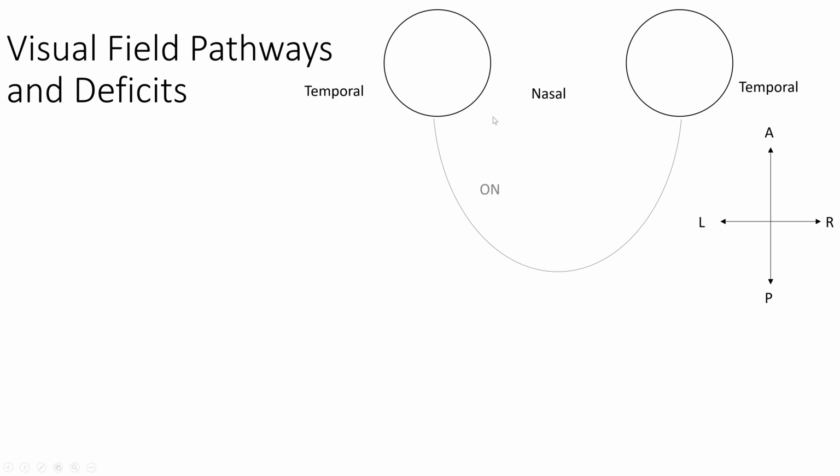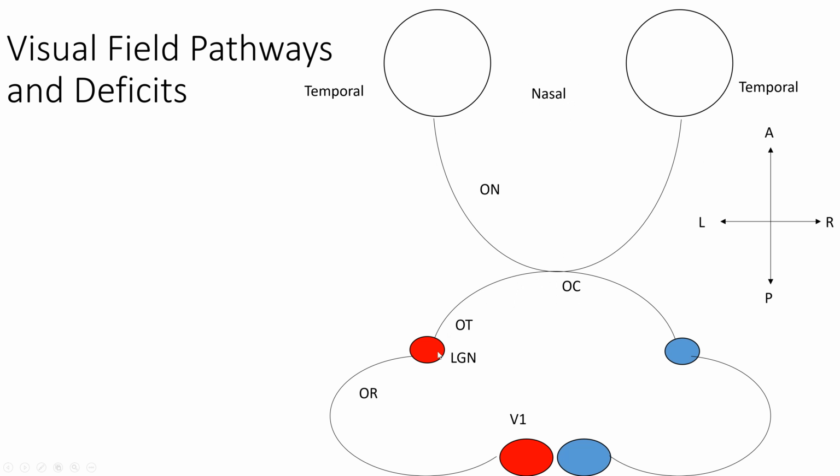But if we take a look at our eyes here, one thing to remember with our eyes is that we've got a temporal side and a nasal side. We've got our optic nerves, optic chiasm and tract. And then we've got our LGN, so lateral geniculate nucleus, with our optic radiations to our primary visual cortex, or the striate cortex here.